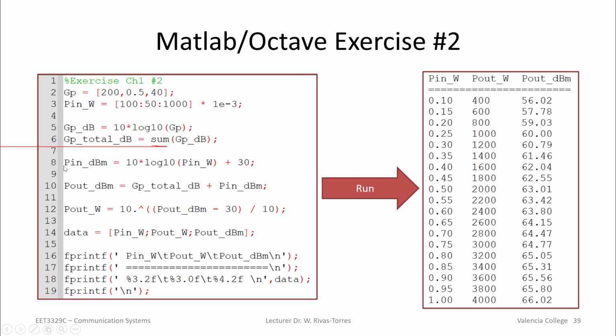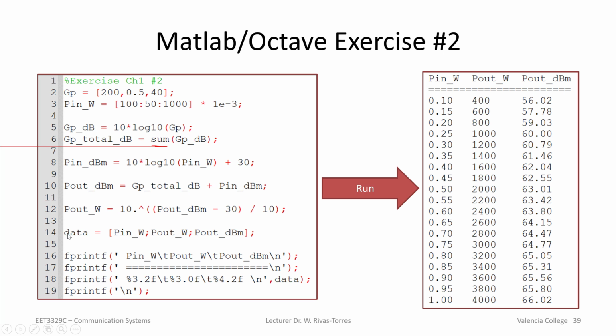On line number 8, I calculate PN in dBm, which is 10 log of power in watts plus 30. I gave you that formula earlier. Line 10 is where I calculate Pout in dBm, which is adding the total power in dB plus PN in dBm. I also gave you that formula earlier. And then I can just convert the output power to watts, which is on line 12.